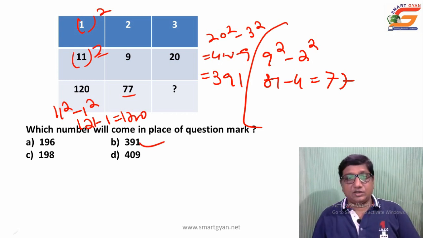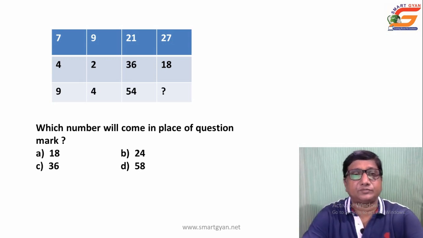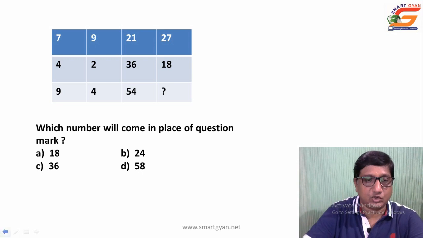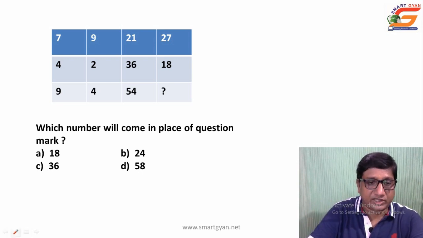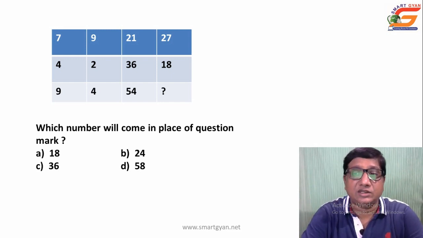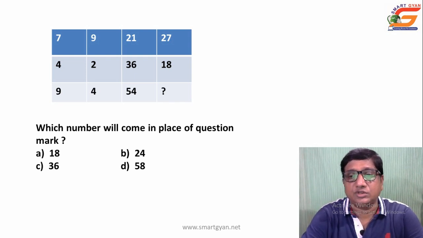Next, take one more example of this type. Here it is given 4 columns with 3 rows. Same way you have to think, when there are 4 columns, one column or one row will be the resultant column, then the remaining 3 come to your operation.